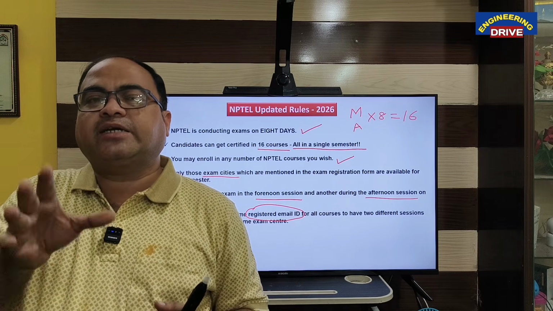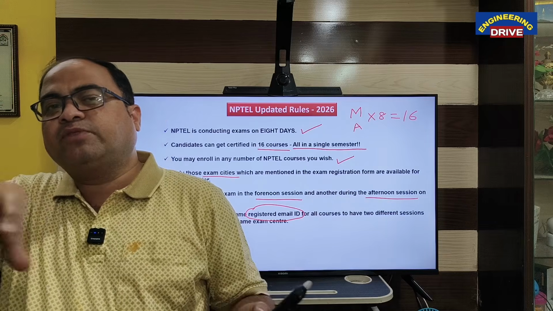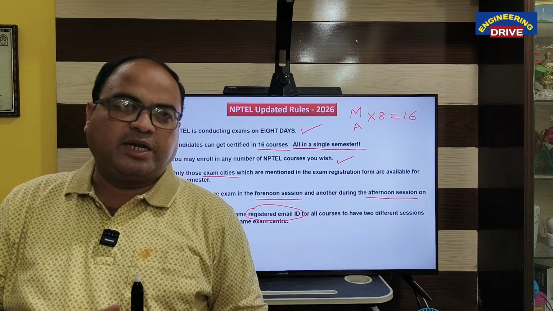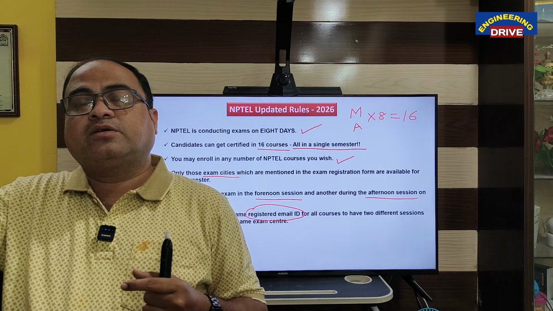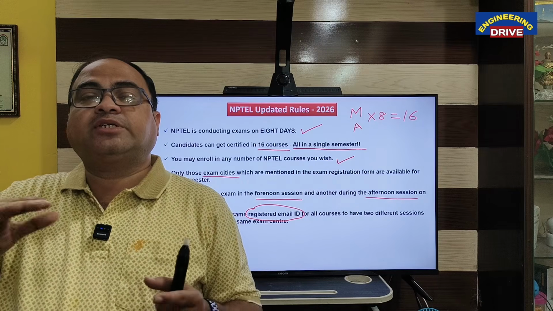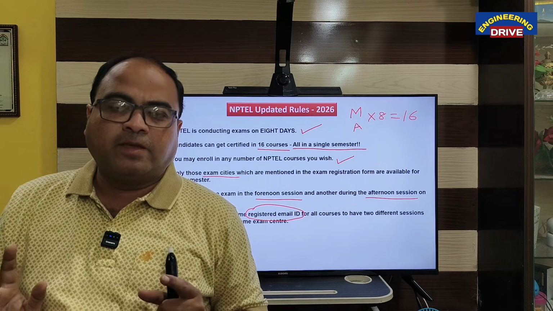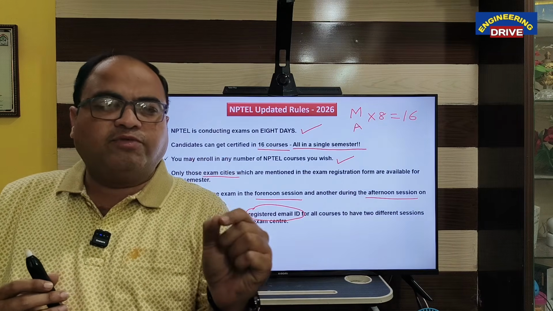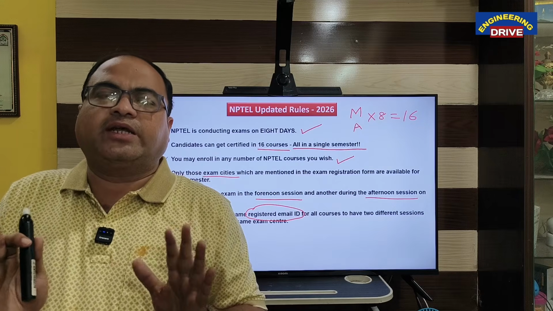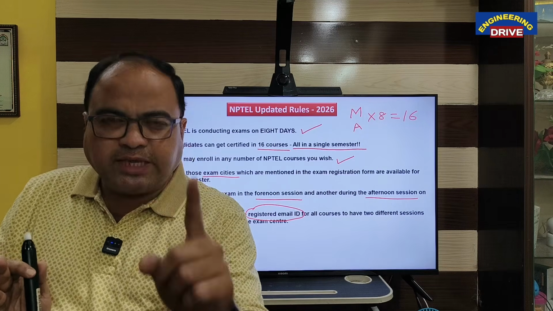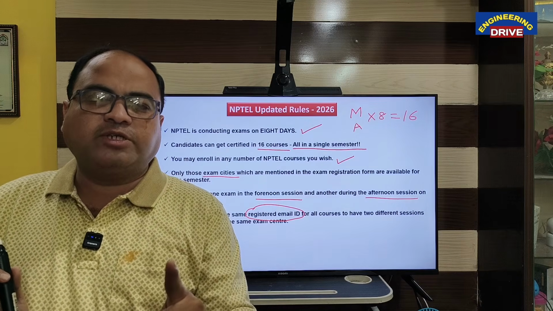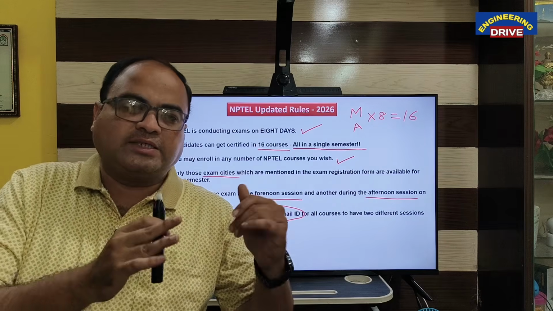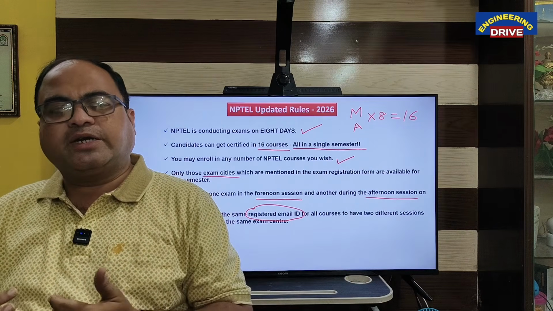You can use, but if you use different email IDs, what is the problem here? NPTEL will treat those 4 registrations as 4 different candidates. NPTEL will think that 4 different students have registered for the NPTEL exam, and you may be allotted exam centers at different places in a random manner. So in order to avoid this problem, if you want that sessions should not coincide with one another, then you need to use the same registered email ID. If you use the same registered email ID, your exam center will be the same. One exam you can write in the morning session, another exam you can write in the afternoon session.